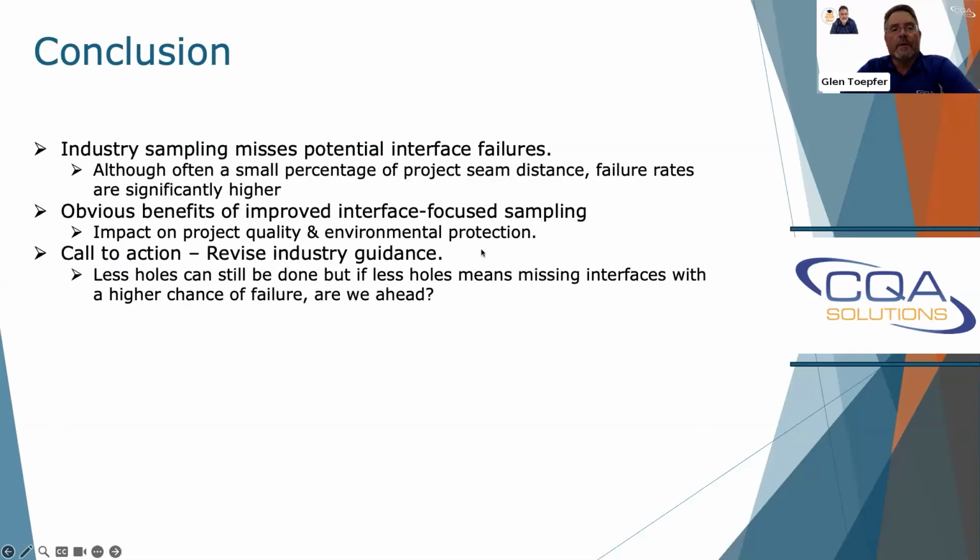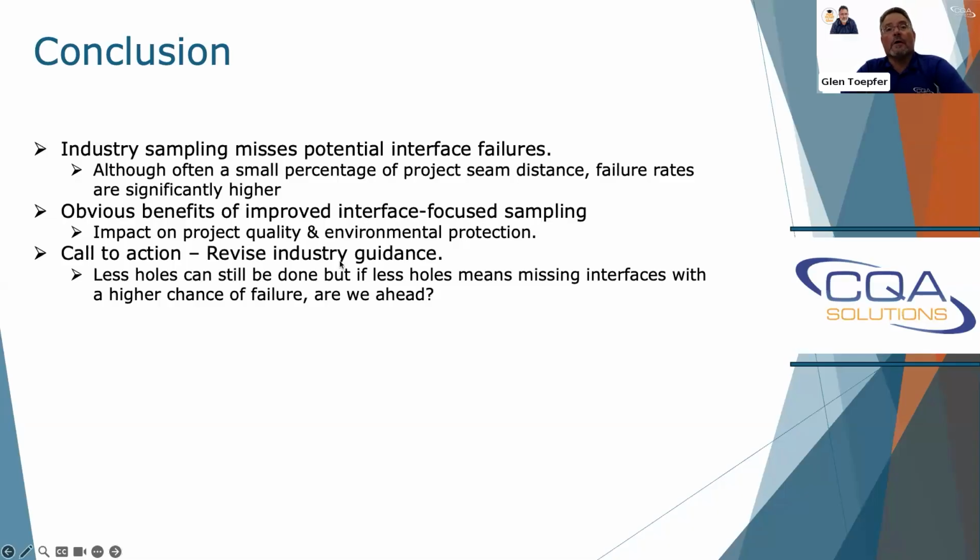Conclusion. The industry, I believe we're missing potential failures by not targeting these interfaces. And I think it really is, because it's a small percentage of the seam. But as we've shown in this paper, small percentage has significant failure rates. And are you willing to gamble? Obviously, there's benefits to focusing. You catch the holes that are potential bad seams that could compromise the integrity of the geomembrane.